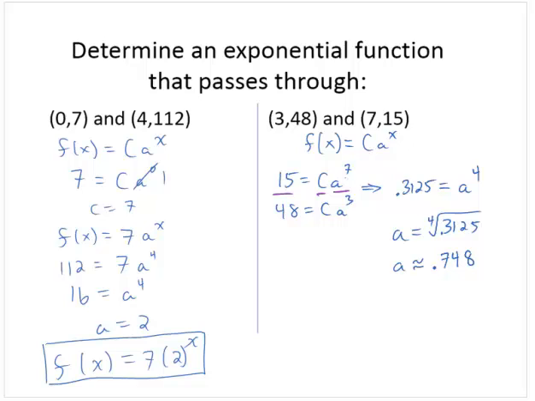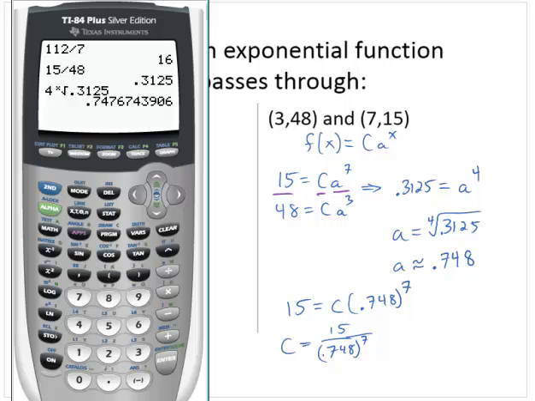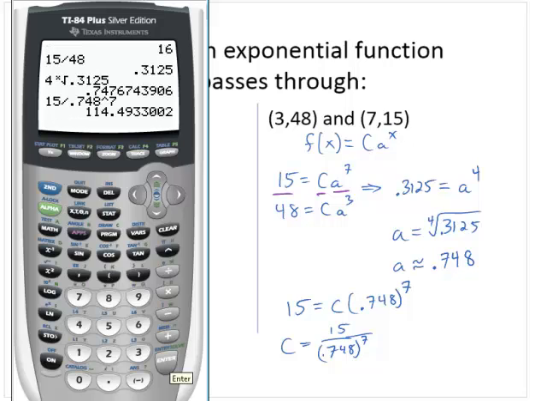Now, let's take that and substitute into either of the given equations. So let's use the 15 equals c times a to the 7th. So 15 is equal to c times 0.748 to the 7th, which means that c would equal 15 divided by 0.748 to the 7th. Let's calculate that. And so that's approximately 114.5.